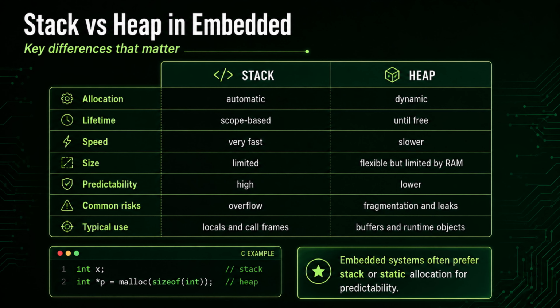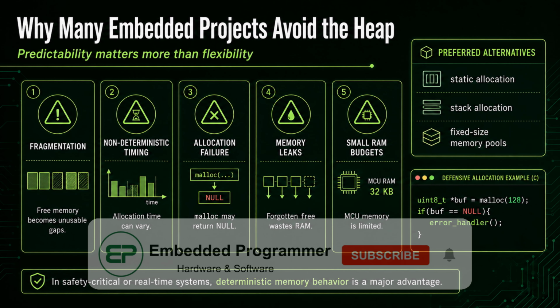In embedded development, predictability is often more important than flexibility. That is why many embedded projects prefer stack allocation, static allocation, or fixed size memory pools. The key point is not just whether the code works once. The key question is whether the code can run safely and reliably for hours, days, months, or even years. Many embedded projects avoid the heap because embedded systems need predictable memory behavior.